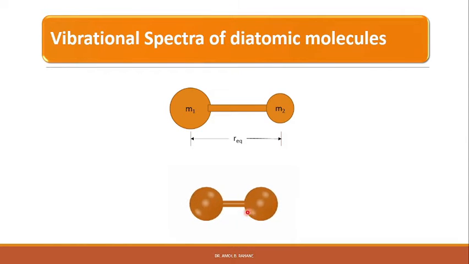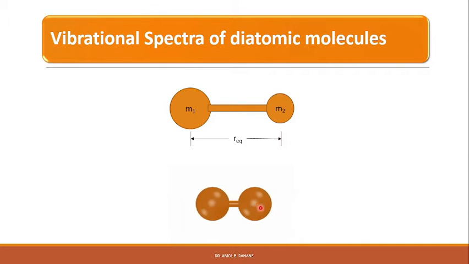Real molecules may be harmonic or unharmonic. That means if the energy provided is large enough, then the bond between the two atoms may break, right? And therefore that molecule is unharmonic, and that shows the typical curve called the Morse curve, right? That curve we have already seen. So let us study the vibrational spectra of a diatomic molecule.